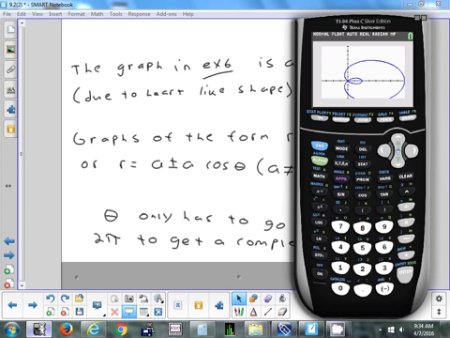You might have noticed in your window, you've got your x min, x max, y min, y max. Theta min, theta max, and theta step are just like t min, t max, and t step. What if I only go to 3.14? It's only going to show half of it. I'm only getting half the shape.